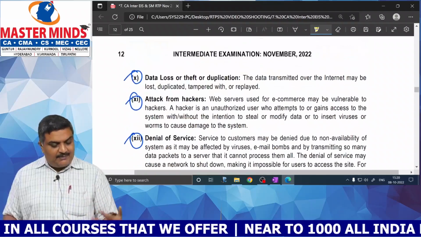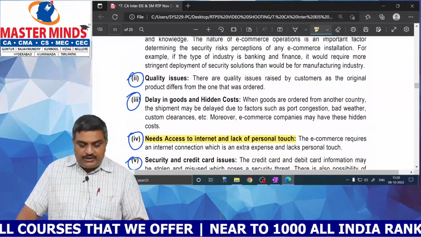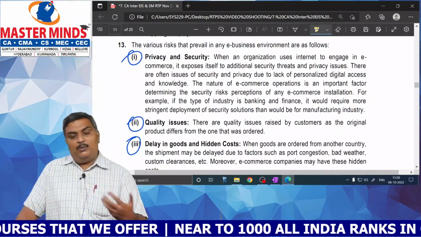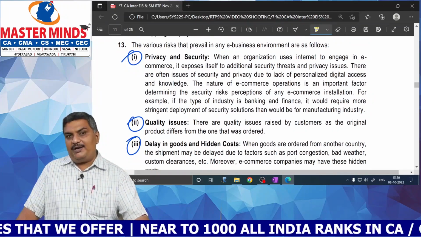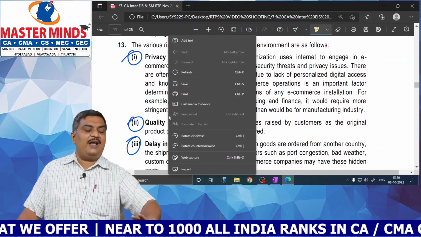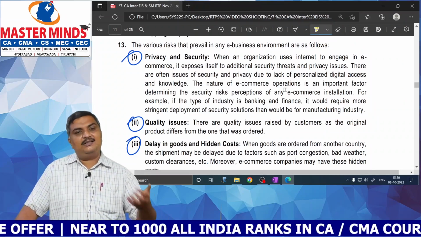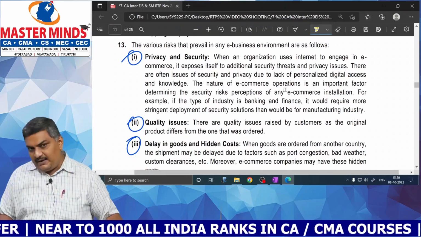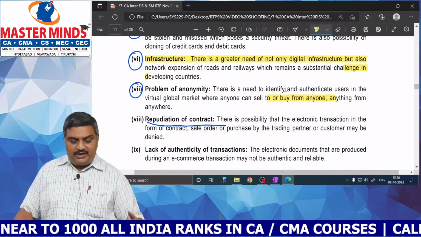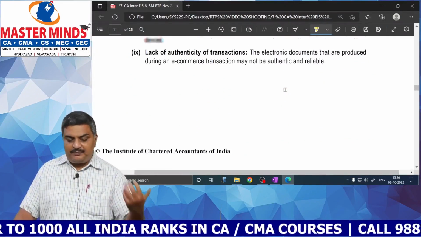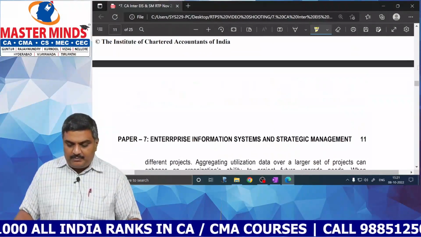So if, for example, this question is asked, how many points do you need to write? It is always better to remember some 6 to 8 points, so that even if the question is asking for 5 marks or 6 marks, you can easily answer. It is not required to read all the 15 points and remember them. So 6 to 8 is a good number to remember.